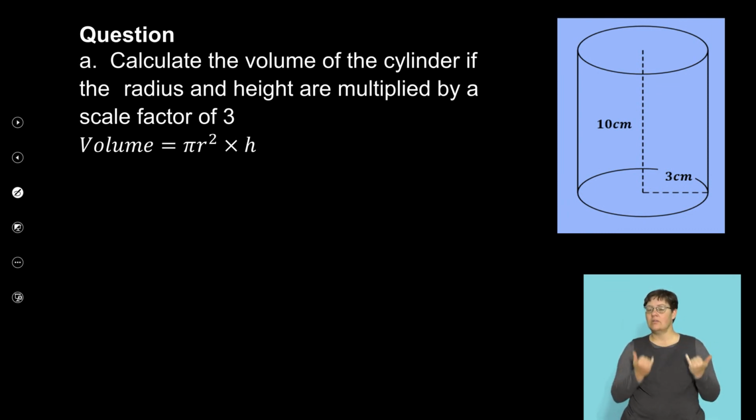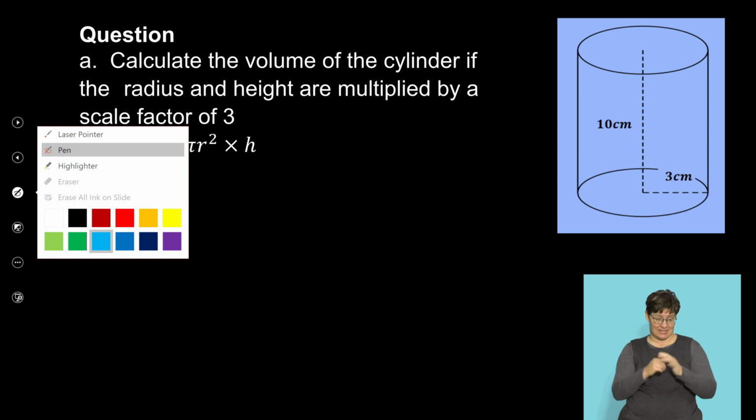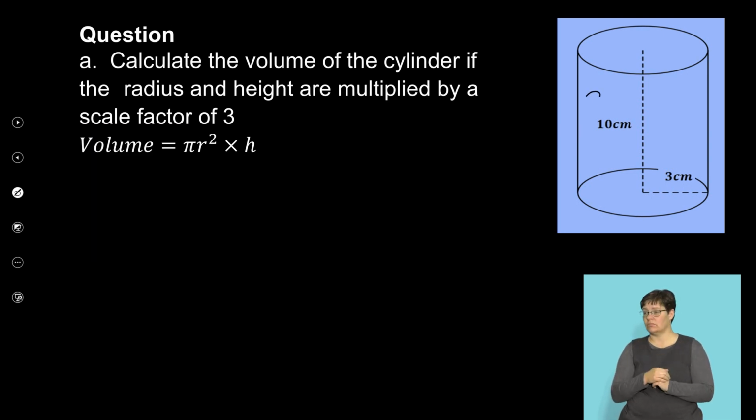So we are now going to calculate the volume of the cylinder if the radius and height are multiplied by a scale factor of 3. So guys, I am going to write down what my new radius and my new height are. My new height would be 3 times my old height, so my new height would now be 30 centimeters. My new radius is going to be 3 times my old radius, so this is going to be 9 centimeters. So the scale factor of 3 has led me to multiply my height and my radius by 3.